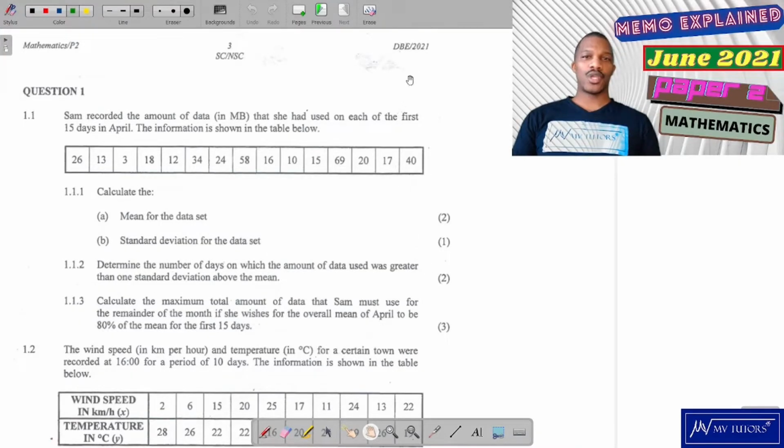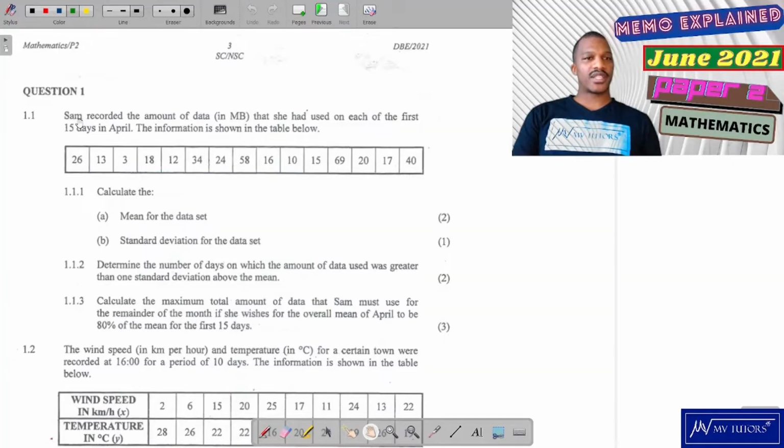So we are doing the June 2021 Mathematics Paper 2. This is the memo. We are trying to explain it in a more digestible way. So without any further ado, let's get right into it.